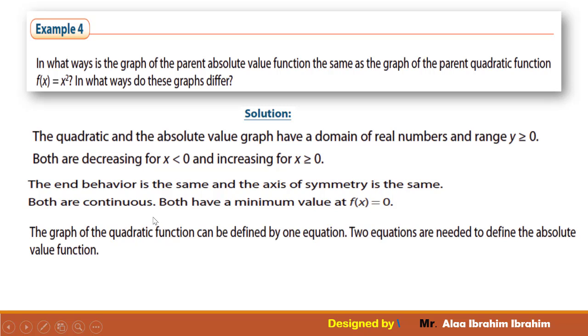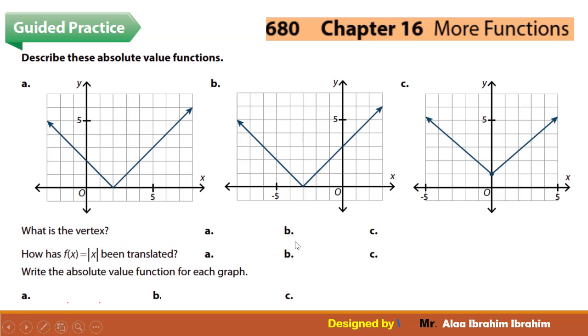Both are continuous. Both have a minimum value at f of x equals 0. The value of the function can be defined by an equation. Two equations are needed to define the absolute value. Two equations give me the absolute value. This is because it is a piecewise function. Okay, I think everything is clear.